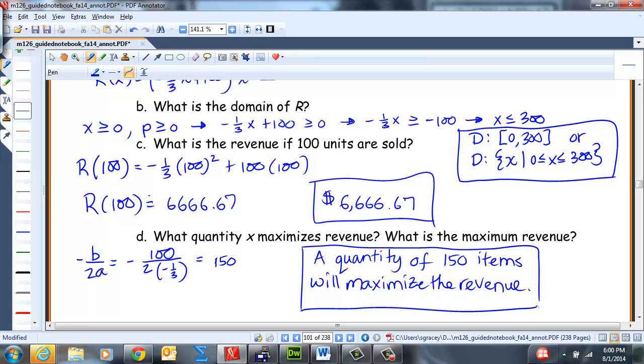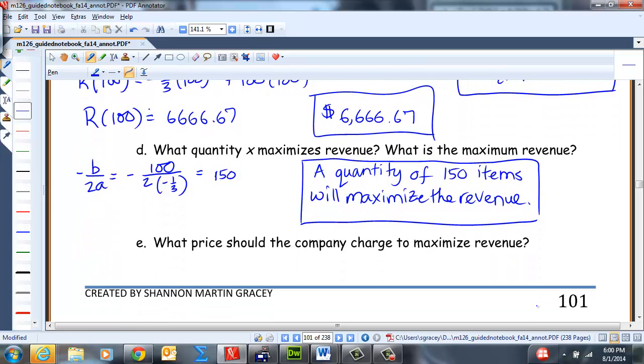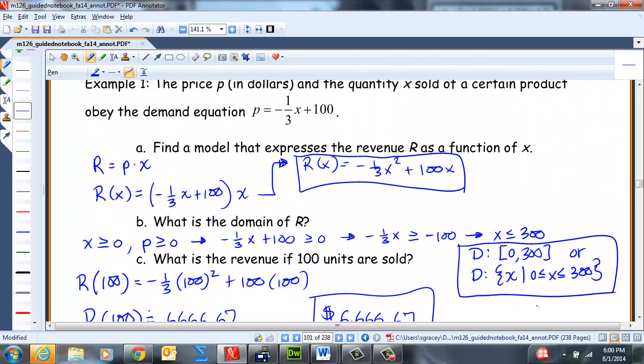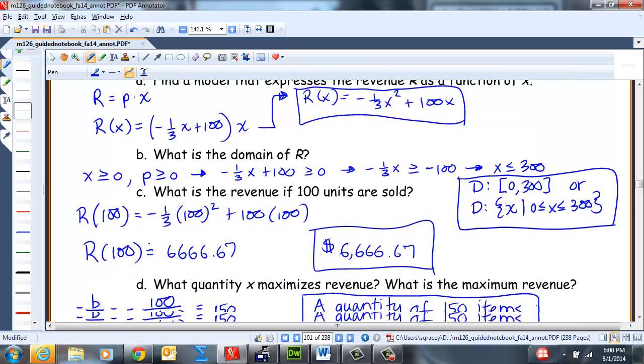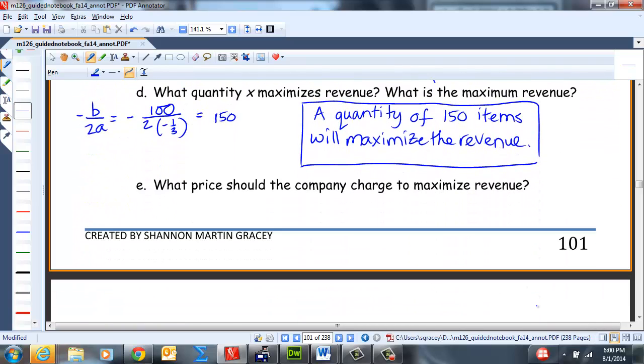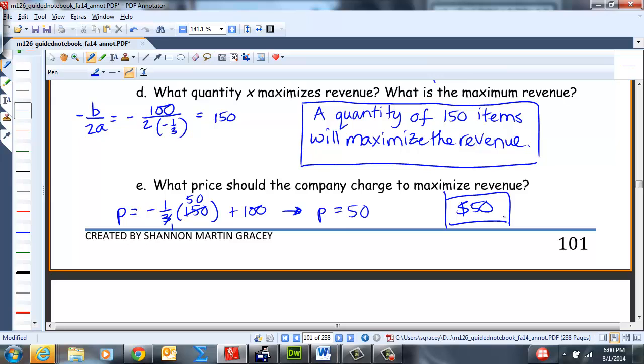Okay. So, part E, what price should the company charge to maximize revenue? Well, remember our price equation was negative 1/3 x plus 100. So what we'll be doing is plugging in the 150 into this price equation. So this gives us a result of p equals 50, so they should charge $50 to maximize revenue.